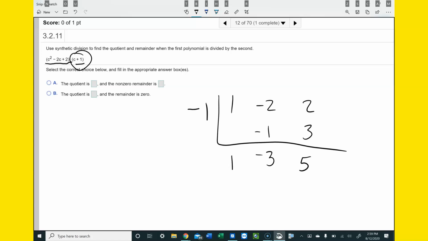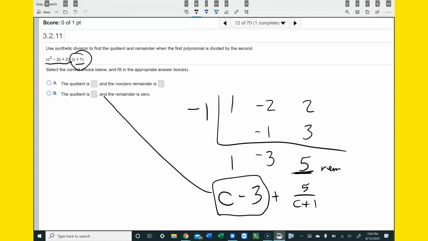So what is my answer? Remember, my answer here always starts one degree less than the polynomial that I started with, which is c to the second. So this is going to start as 1c to the first. I can just put it as c minus 3, c to the 0, and then this here is the remainder. So plus 5 over c plus 1. But all you have to do here is type this part into there, and just type the 5 into there for the remainder.